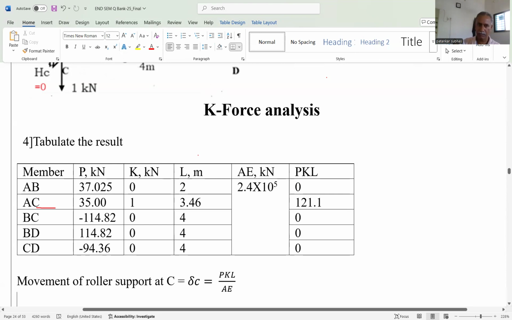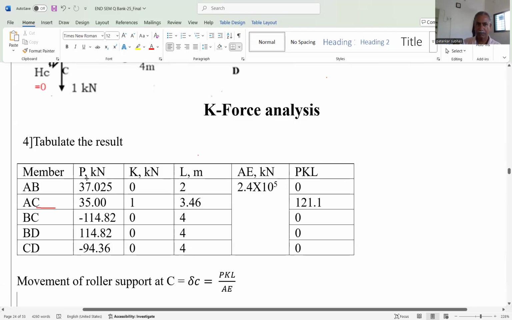Length, again angle is given, vertical and horizontal distance is known to you, then we can find the diagonal distance, that is 3.46, like that. 2 meter, 3.46, 4 meter, 4 meter, 4 meter, like that. Similarly, you can find out the A multiplied by E. The area of all the members is 1200 mm square, and the modulus of elasticity E is equal to 2 into 10 raised to the power 5. Convert this, we get A into E in kilonewton, 2.4 into 10 raised to the power 5.